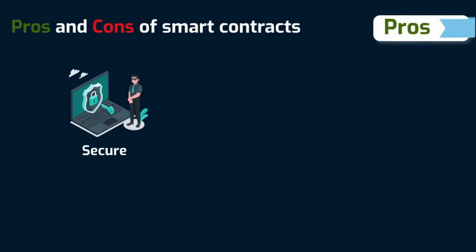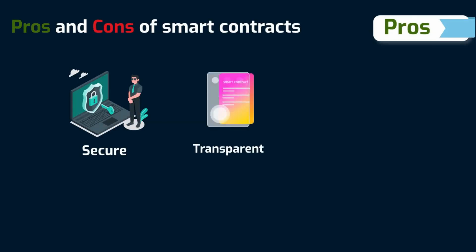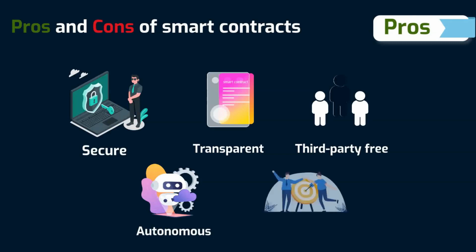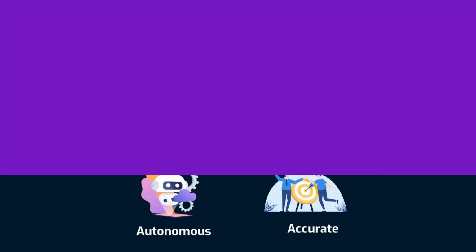Smart contracts are secure. They use cryptography to prevent altering of records. Transparent. Everyone can see what the smart contract is and what it's being used for. Third-party free. Smart contracts don't need a middleman to verify them. The blockchain does that for you. Autonomous. They work automatically, so there is no wait for human intervention. Accurate. Because smart contracts are written in code, they have fewer gray areas than written or spoken languages.